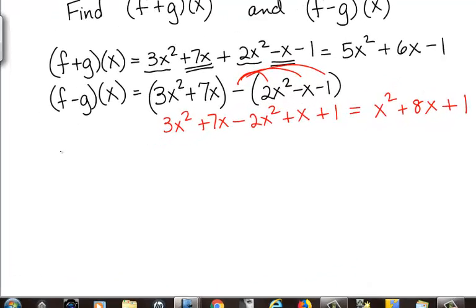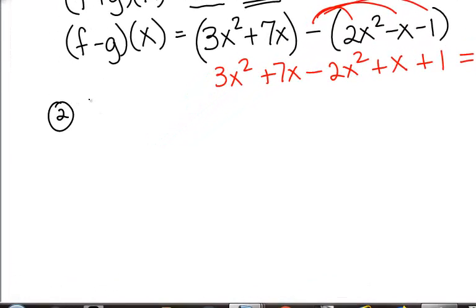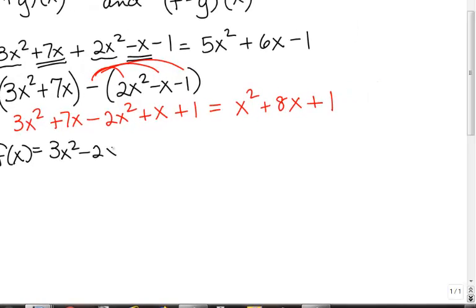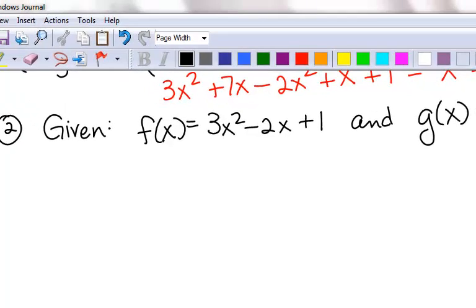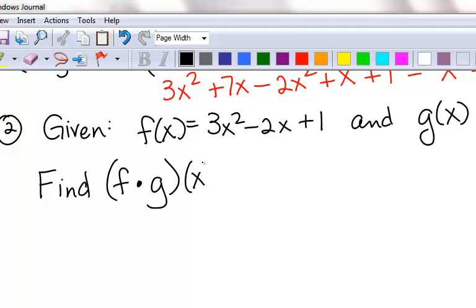Let's do 2 more. Another example. Change our functions. Say you're given f of x is 3x squared minus 2x plus 1, and g of x is x minus 4. So I'm changing the 2 functions on this one. Okay. And first, if they ask you to find the product, f times g of x.